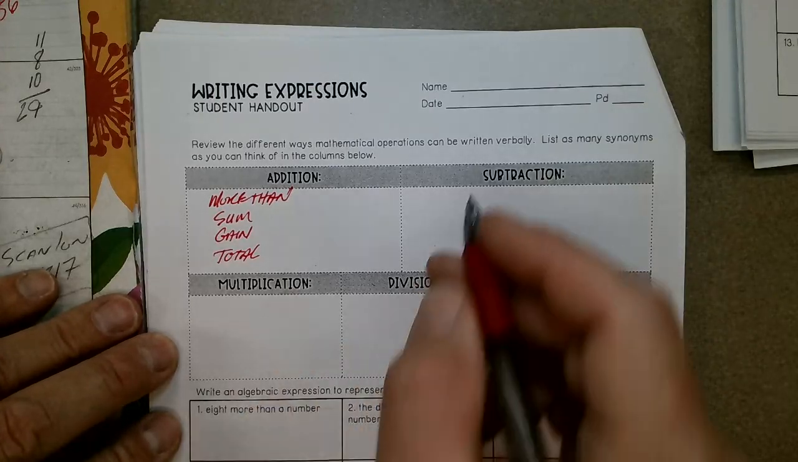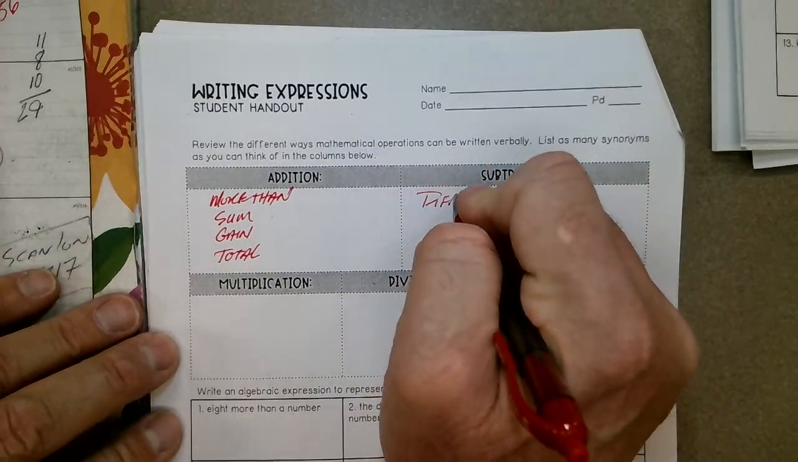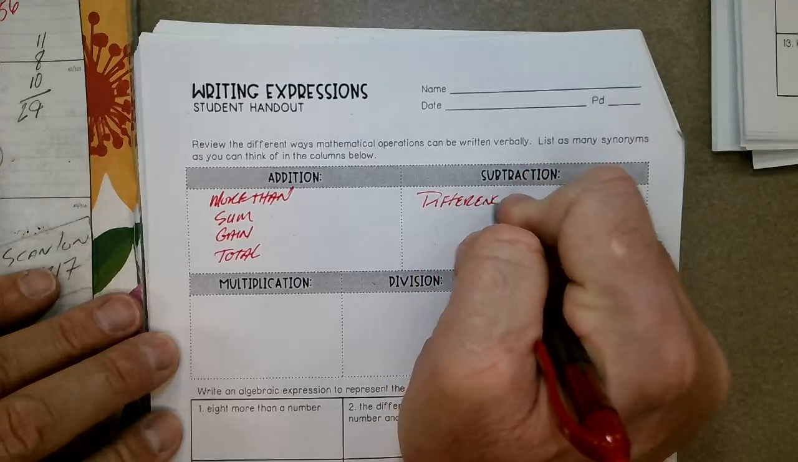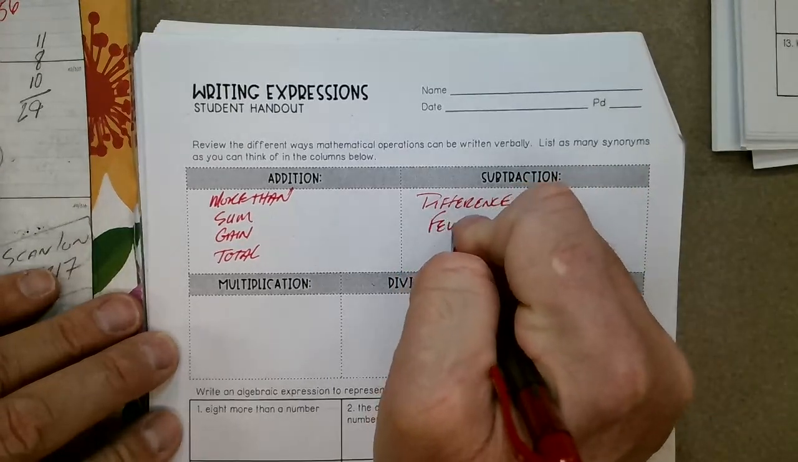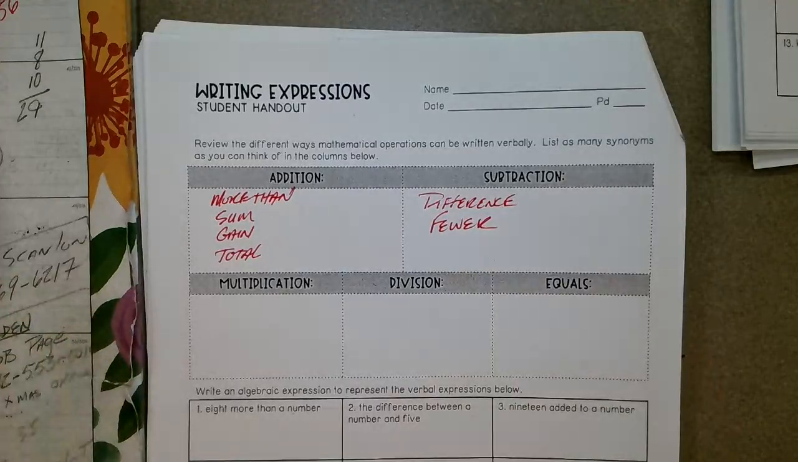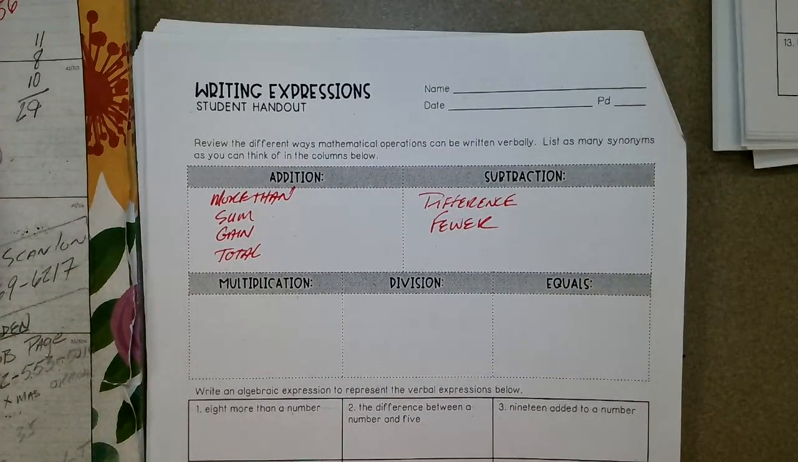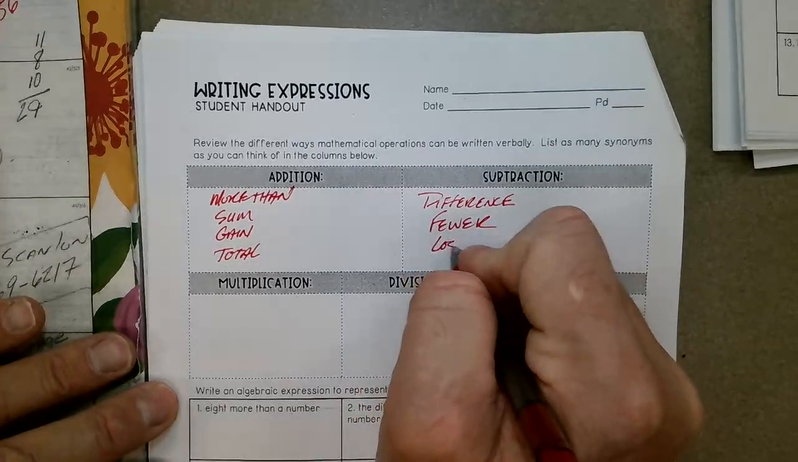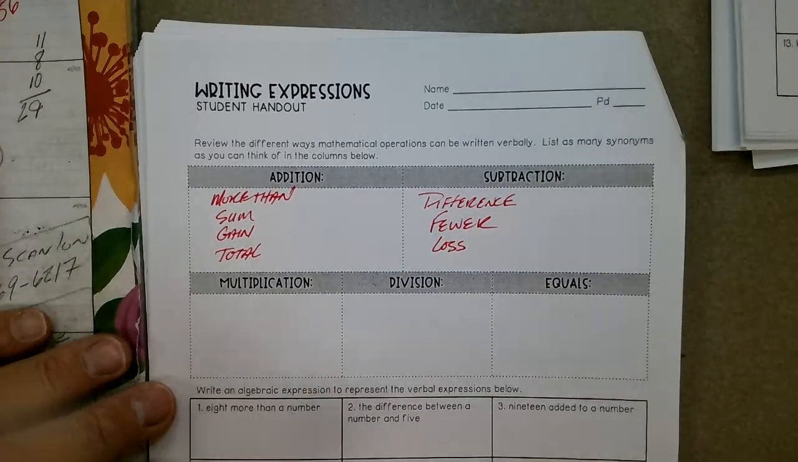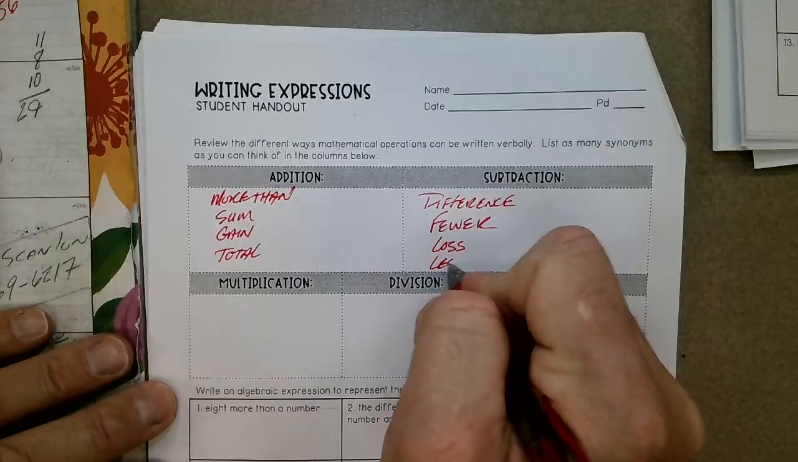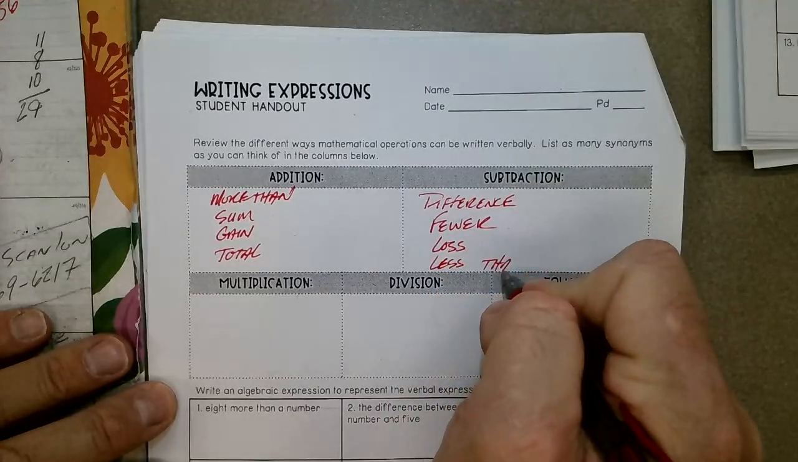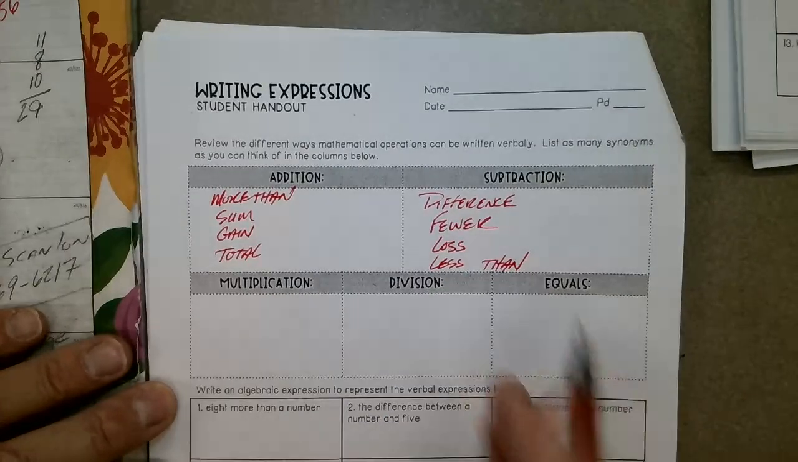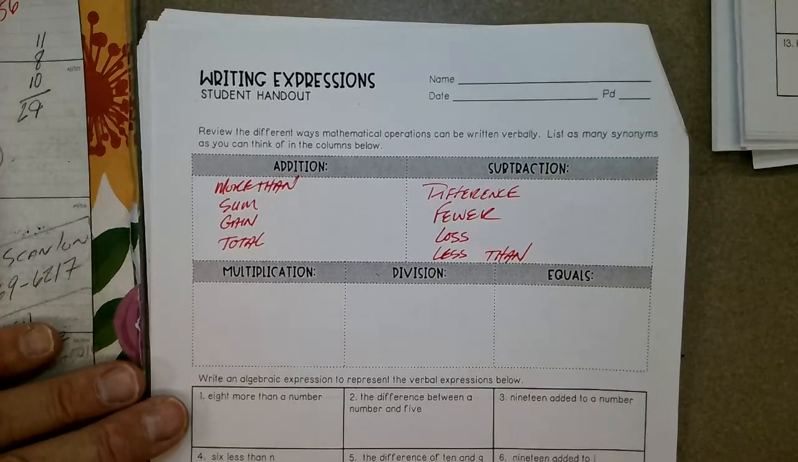Subtraction. When we want to subtract, we look for the difference, right? Fewer. How about loss? Loss would be one, right? And then less than, right? Less than. And you have to be careful with that. That also could mean an inequality sign.